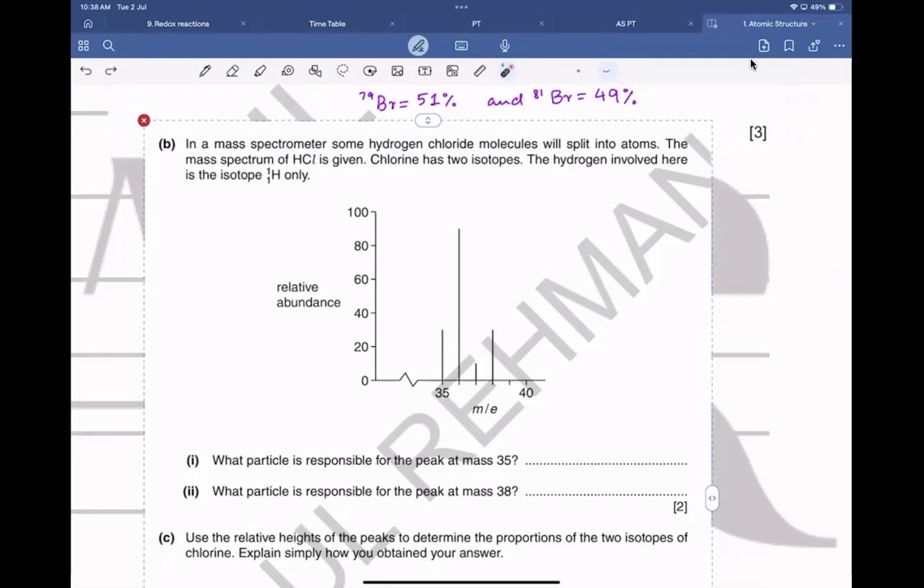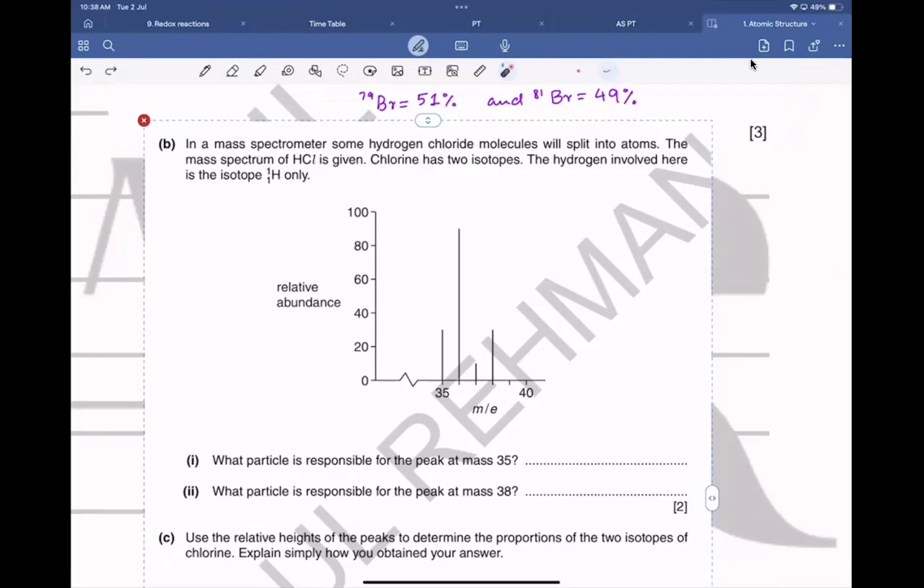The first particle is chlorine with the mass of 35, and the second particle is HCl with chlorine of mass 37. Why is HCl 37? Because chlorine with 37 mass over charge will be 1 plus, and the isotope of hydrogen is only 1, so the mass will be 1 over 1. And then they add.